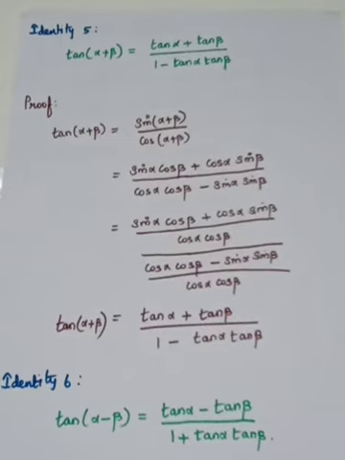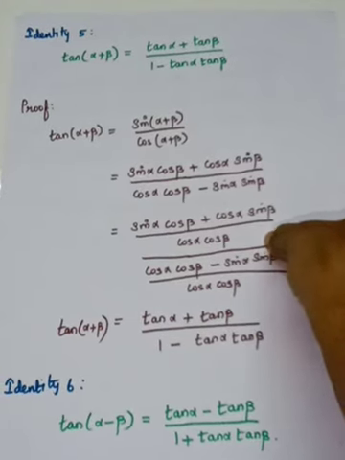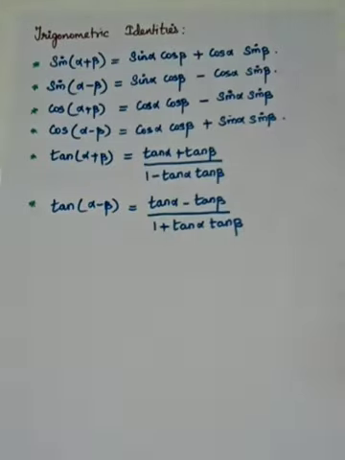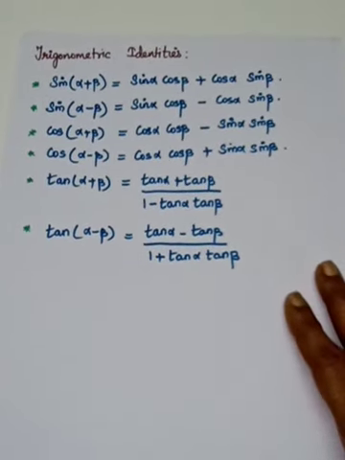Okay, in the same way, what is identity number 6? Tan of alpha minus beta. How will it be written? Tan alpha minus tan beta divided by 1 plus tan alpha tan beta. So here we have learned 6 identities. These are very important. Okay, so I have written all the identities together.